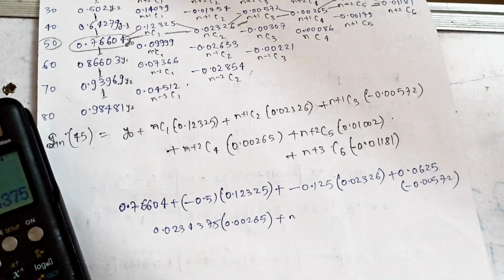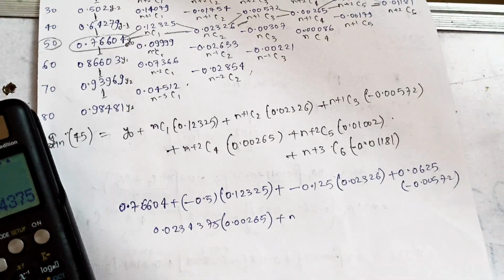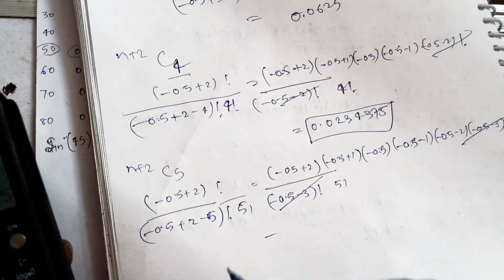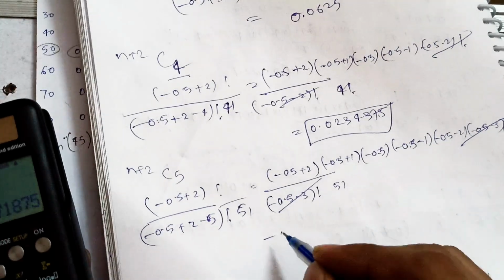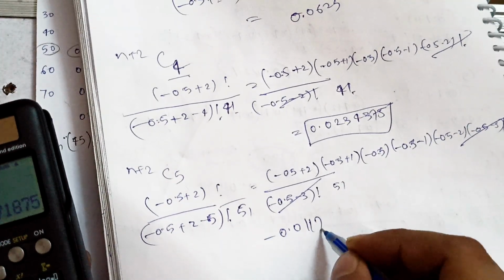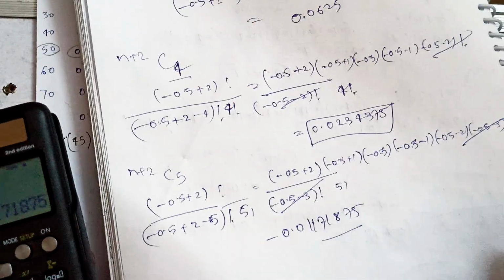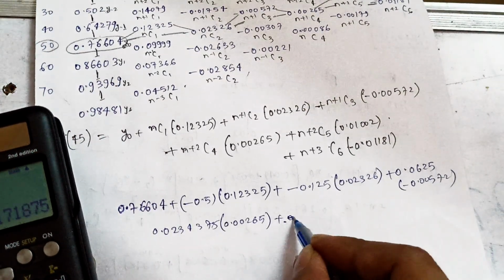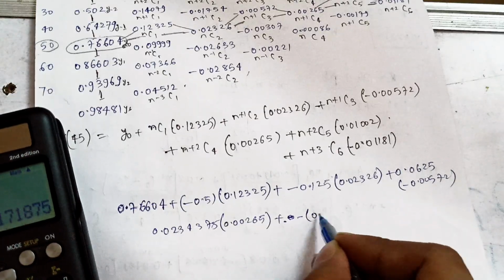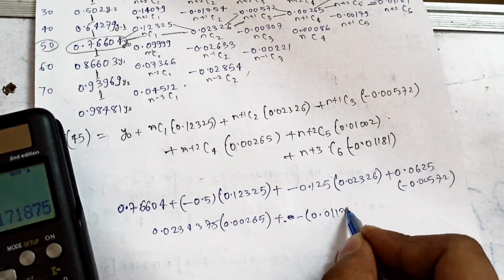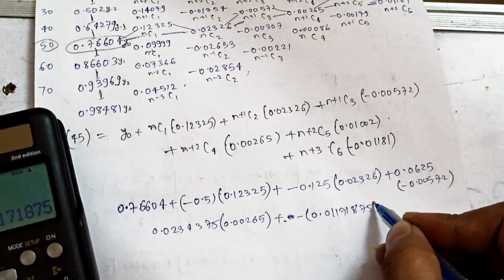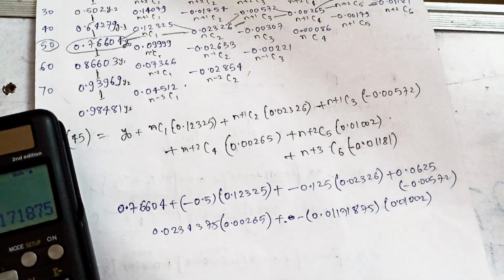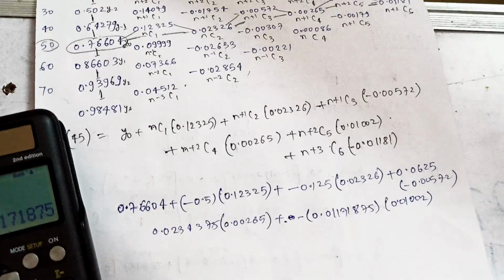Next is n plus 2 C5. So let's evaluate n plus 2 C5. On calculating n plus 2 C5, we are going to get minus 0.011711875. So let's put this in the value. That will be minus 0.011711875 and multiplied with 0.01002. Next one is just calculate n plus 3 C6.